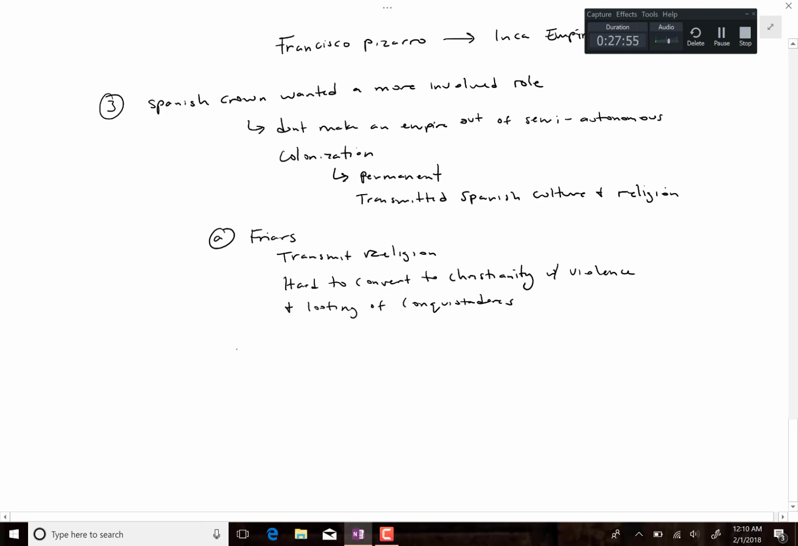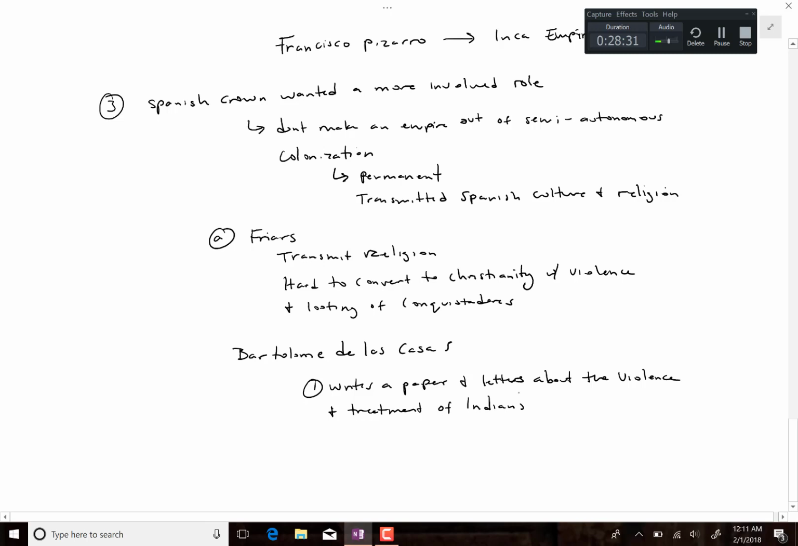And a friar named Bartolome de las Casas ends up writing a paper talking about the violence. So this gets published. He wrote letters too, about the violence and the treatment of Indians. Questions like, are they not men? Do they not have rational souls? Are you not obliged to love them as yourself? He said that a better option was obviously less violence, and they were never going to be able to convert them.